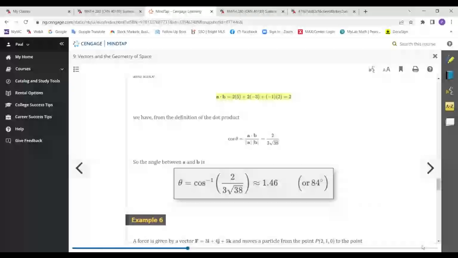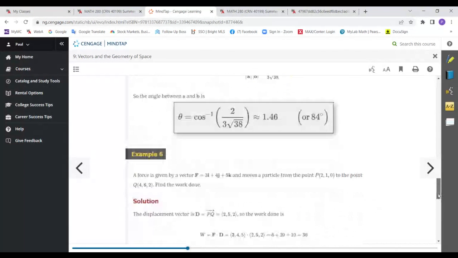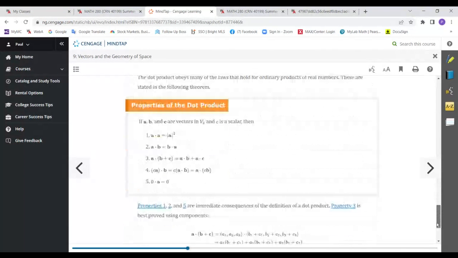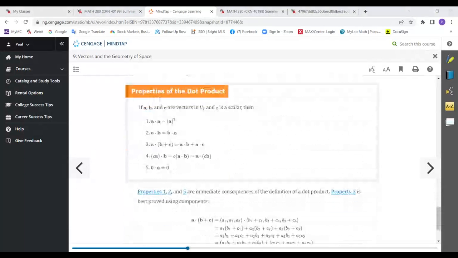Okay, good stuff here. Let's keep rolling. The book has good examples. I'm hitting on just selected things. So properties of the dot product, these are all properties of the dot product.